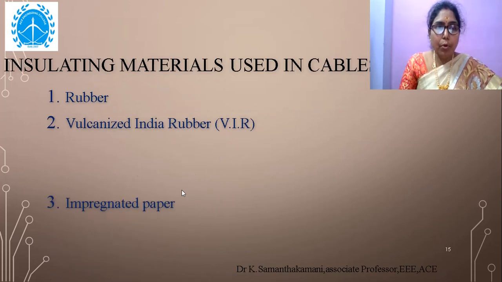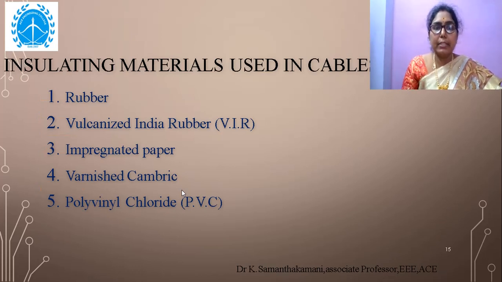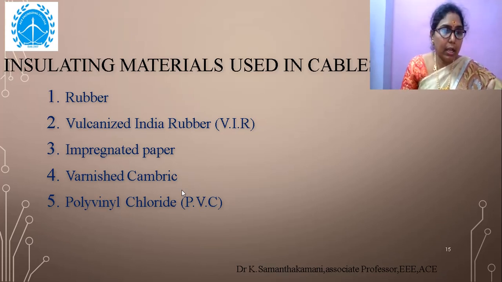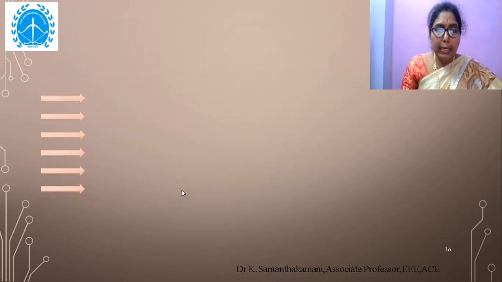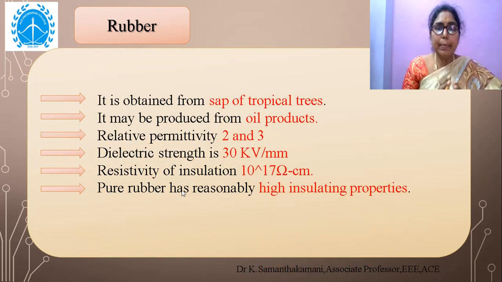And now we will discuss what are the different insulating materials that are used in the cables. So you can see here rubber and vulcanized Indian rubber, impregnated paper, varnished cambric, and polyvinyl chloride. These are the different insulating materials which are probably used in the cables. Now we will discuss the properties of the rubber, and one after the other we will see the properties individually. First of all, we will discuss the rubber. Generally this rubber is made from the sap of tropical trees, and sometimes it can also be produced from oil products.